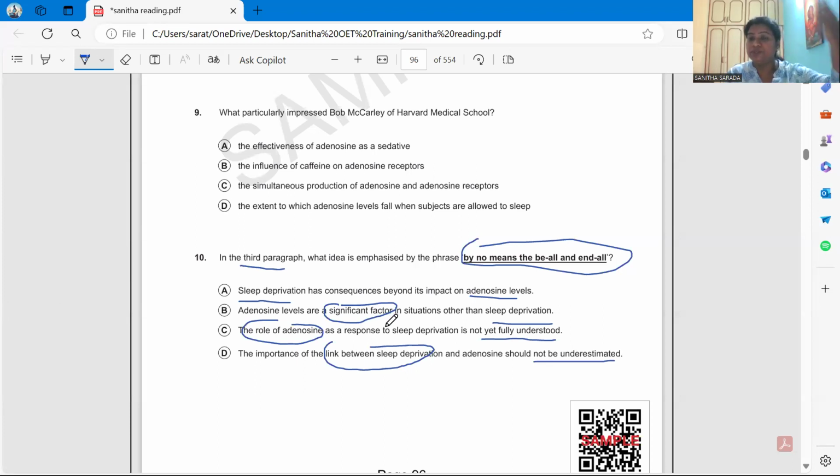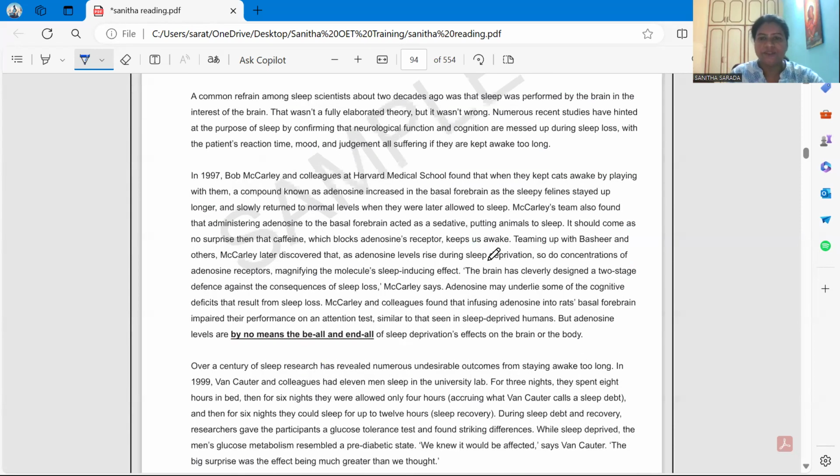Now we are going to read the sentences. No, don't read two sentences. Minimum one sentence is enough to write this answer, but read the sentence before the phrase. So now I'm going to read from here. The brain has cleverly designed a two-stage defense against the consequences of sleep loss. McCurley says adenosine may underlie some of the cognitive deficit that result from sleep loss. McCurley and colleagues found that infusing adenosine into rats' basal forebrain impaired their performance on an attention test, similar to that seen in sleep deprived humans. But adenosine levels are by no means the be all and end all of sleep deprivation effects on the brain or the body. Okay, this is the question.